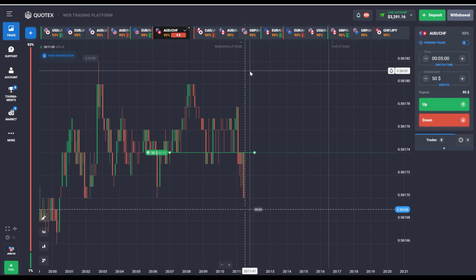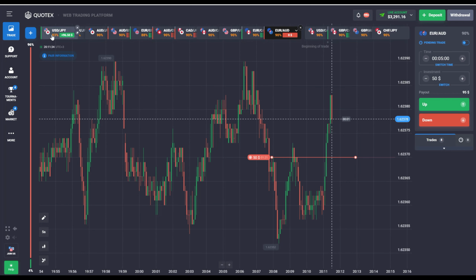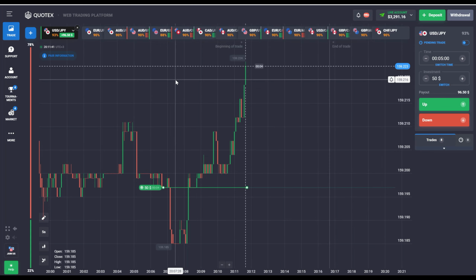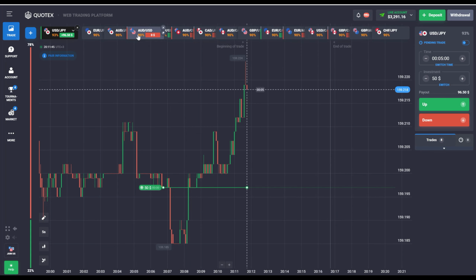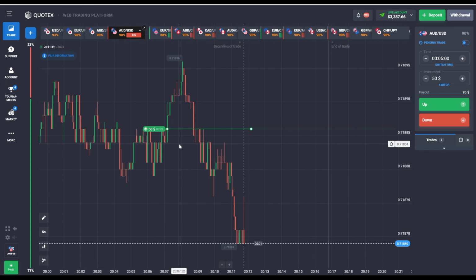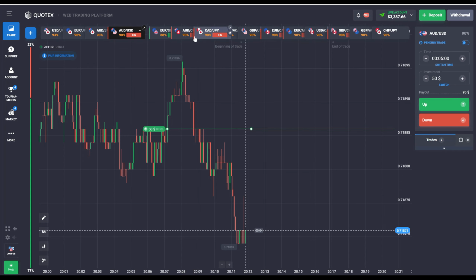No, this is some kind of nightmare. The market is behaving so poorly, so unpredictably. Meanwhile, the US dollar Japanese yen closes in the green. The first trade is in profit. How will the other trades close? We'll find out now. Basically, there's not much time left. 20 seconds on the Australian dollar.